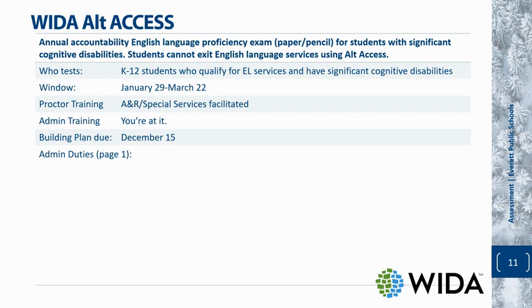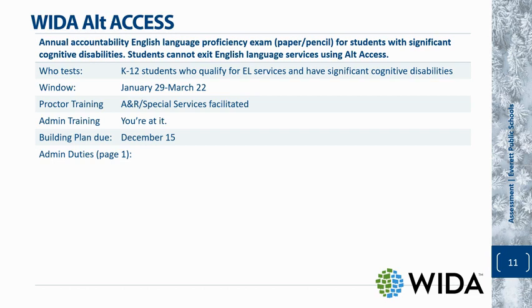WIDA Alternate ACCESS. We generally call that the ALT ACCESS. It's the annual accountability test for English language proficiency, just like the regular WIDA ACCESS, but it's a paper-pencil test, and it is specifically designed for students with cognitive disabilities. At this moment, you cannot use ALT ACCESS to exit services, though my understanding is that that may change in the immediate future. But for right now, we are going to hold where we're at for ALT ACCESS.